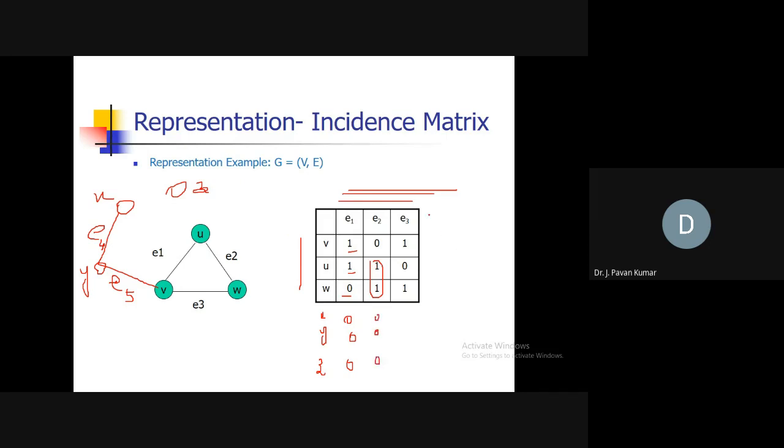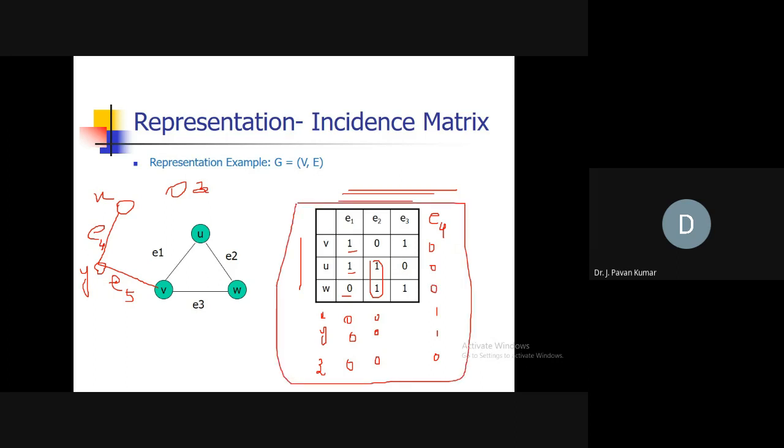Next, consider E4. What will be the entry of E4? Now you tell. E4 entry will be, yeah, E4 is incident on two vertices, X and Y. So X and Y values will be 1, and the remaining will be filled with 0, including U, V, W. Like this, we will form a matrix representation.